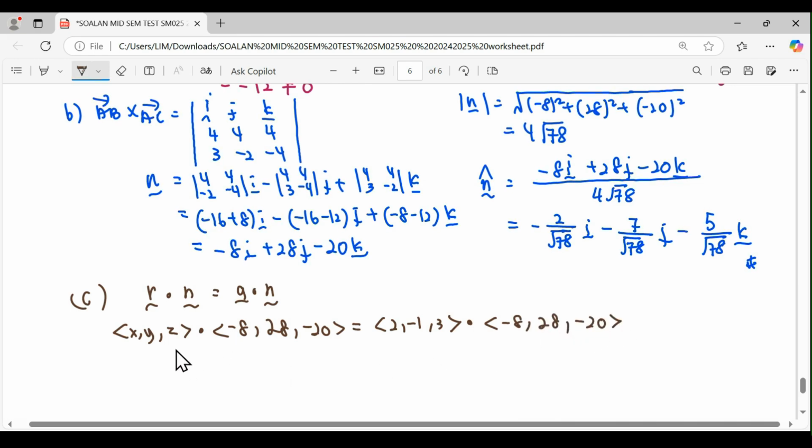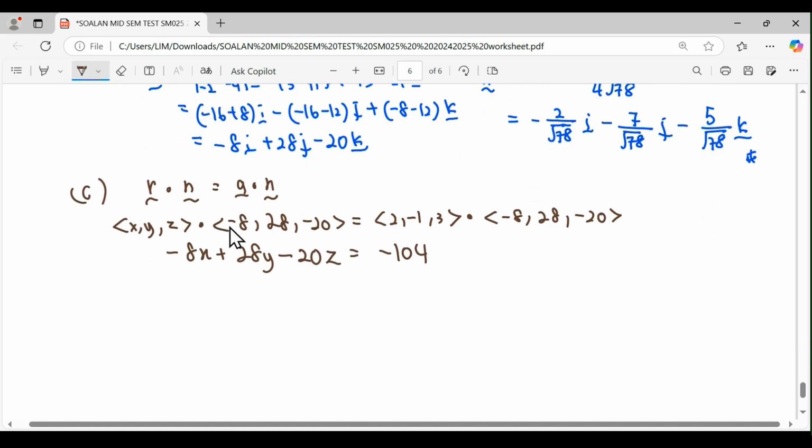Then we simplify this. You can get this one, negative 8x plus 28y, then minus 20z. This is negative 104. Simplify it, as you can see, this is all even number. So, and we can divide it by negative 4. So this will be our equation of the plane in Cartesian form. So now we see what is important here.